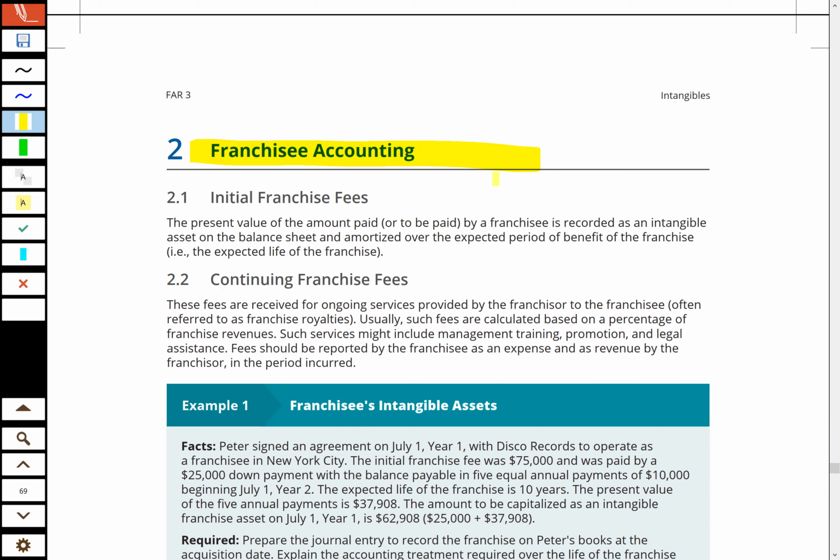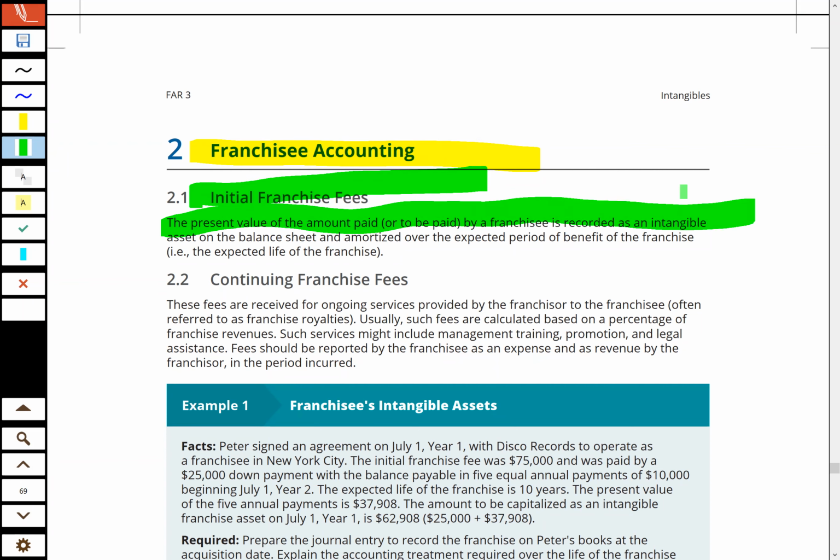Now we're talking about the person that is acquiring the franchise, okay? And so we have an initial franchise fee, and the present value of the amount to be paid by the franchisee is recorded as an intangible asset on the balance sheet and amortized over the expected benefit of the franchise, assuming there's a finite determinate life. Again, if I somehow get into a deal where McDonald's tells me I can hang the sign out there forever, then I won't have to amortize the value of that franchise. Okay. Now, flashcard that and make sure you're clear that you have to use present value.